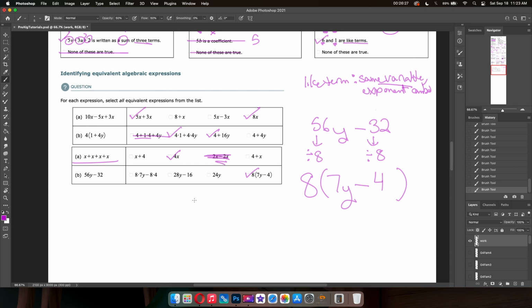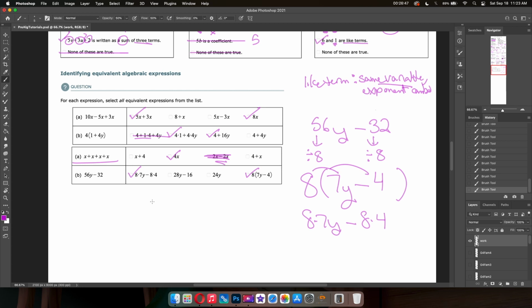8 is the biggest number, and that's the preference. We can also do distribution, I think. So we can do 8 times 7y, and then we can do 8 times 4. Would that be here? I'd be shocked if it was. Oh, no, I am shocked. There it is. I was not expecting that. What else could we do?